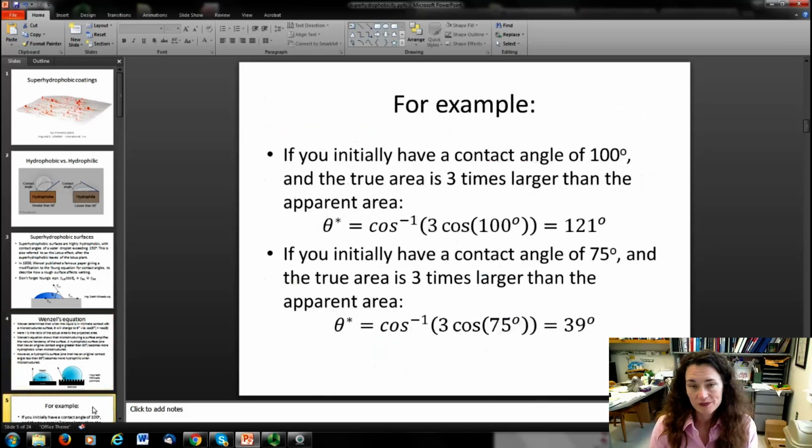So for example, if I initially had a contact angle of 100 degrees and the true area was 3 times rougher than the apparent area, then my new contact angle would be 121 degrees. Whereas if I had initially a contact angle of 75 degrees with the same ratio r equal to 3, then my new contact angle would be 39 degrees, much reduced.